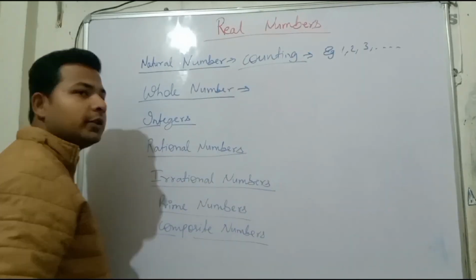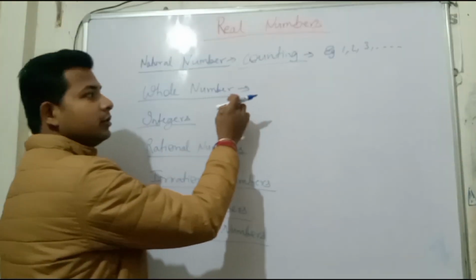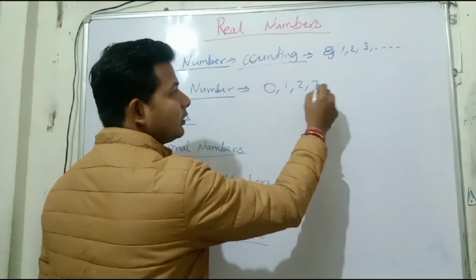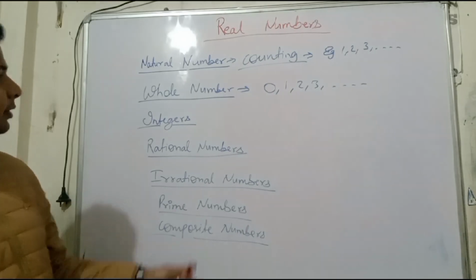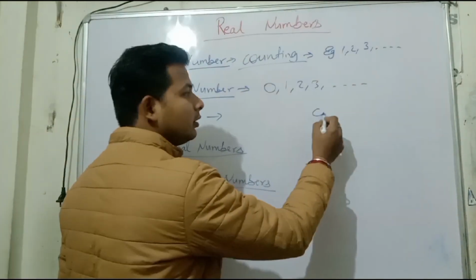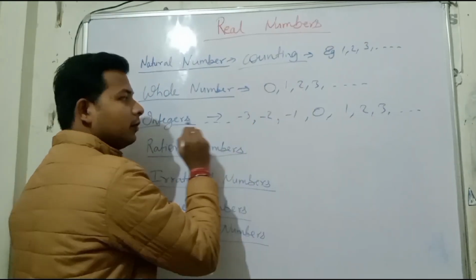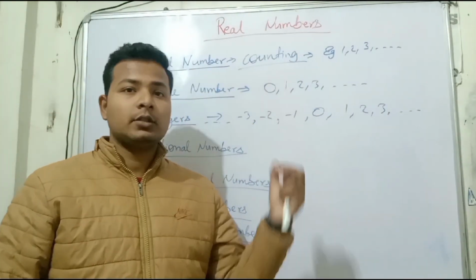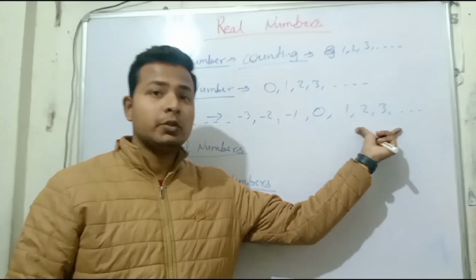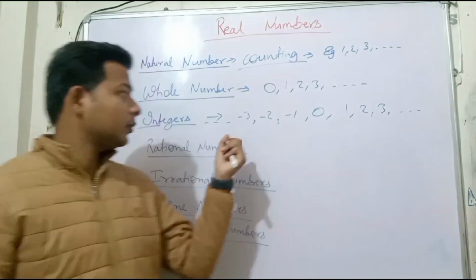Similarly, what do we mean by whole numbers? This is just a revision, so you have to understand it very well. All the counting numbers along with 0 are known as whole numbers. Similarly, what is the meaning of integers? All the positive as well as negative of counting numbers are known as integers. All the positive numbers except 0 are known as positive integers. All the negatives of counting numbers are known as negative integers.